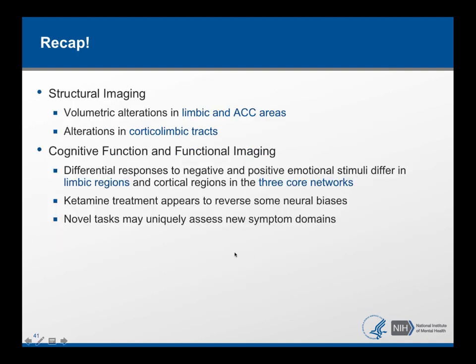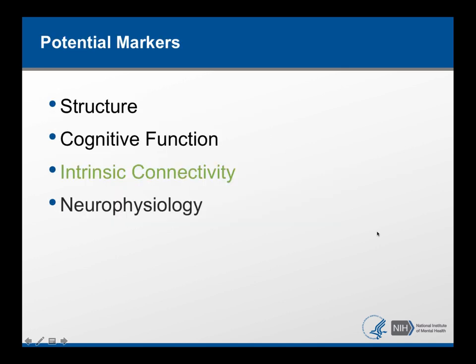So a quick recap from our cognitive and functional imaging. There are differential responses to negative and positive stimuli in limbic regions in our 3 core network areas, ketamine appears to reverse some neural biases at least, and we can have some novel tasks that may uniquely assess symptom domains that haven't previously been looked at.